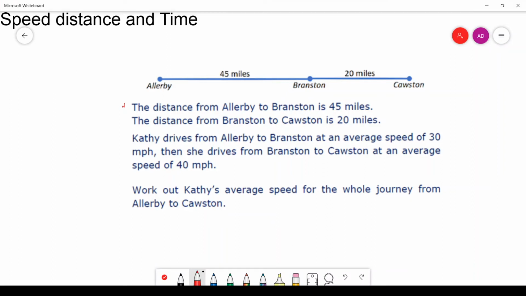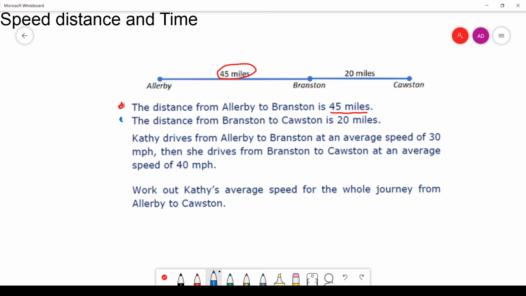This is another video to do with speed, distance, time. A little bit more complicated than the previous questions and the previous videos. Right, first of all, reading this sentence, the distance from Allaby to Branston is 45 miles. It's already in the diagram.